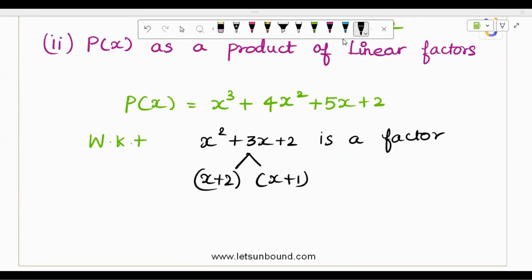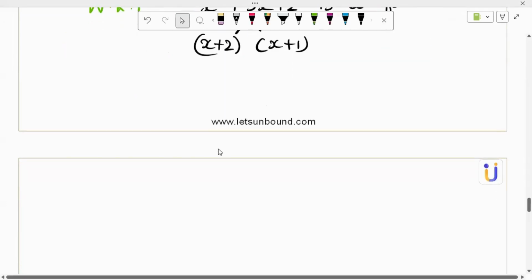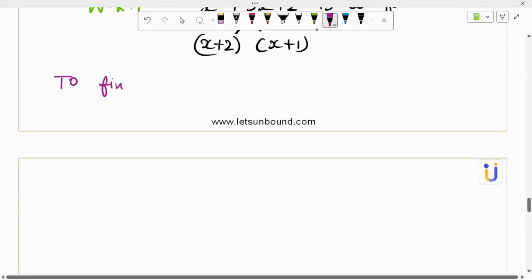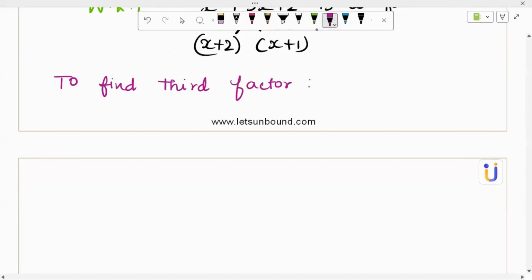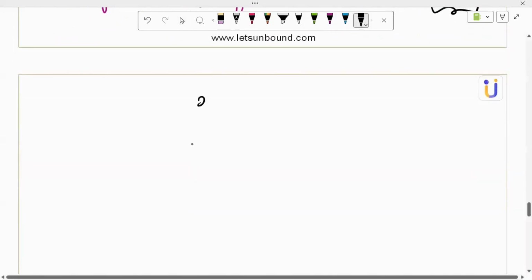To find the other factor, we have to divide. Dividing will work. So let me divide to find the third factor. I'm going to divide P of X by x square plus 3x plus 2. Since it is a factor, you will get 0 as a remainder. So P of X is x cubed plus 4x square plus 5x plus 2. Let's start dividing this.